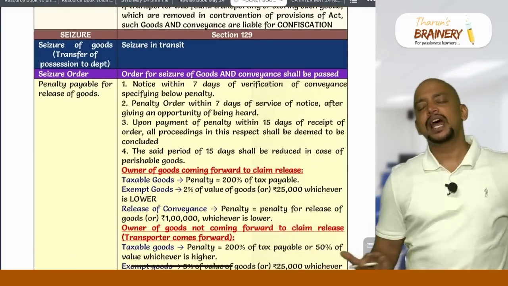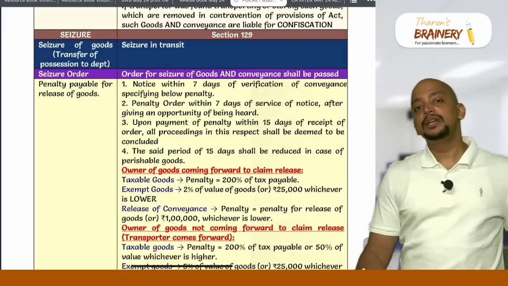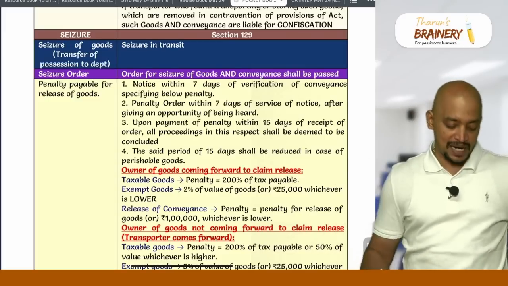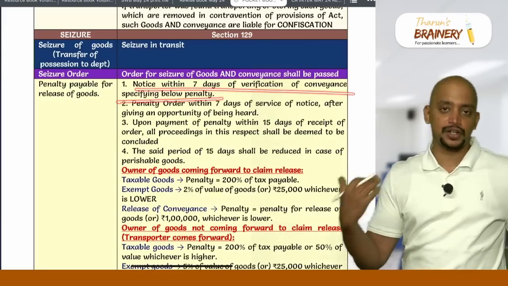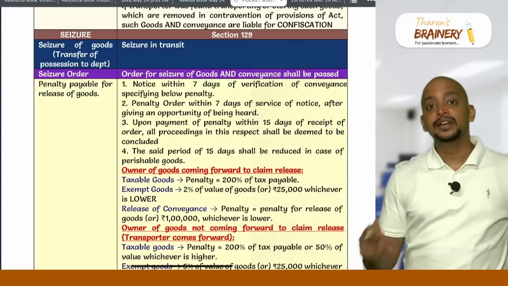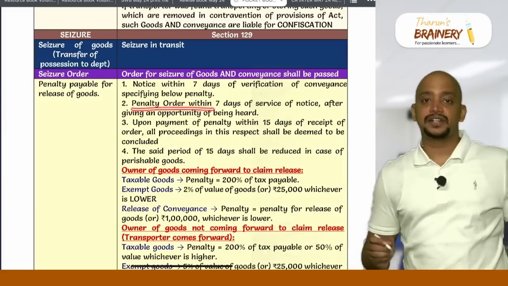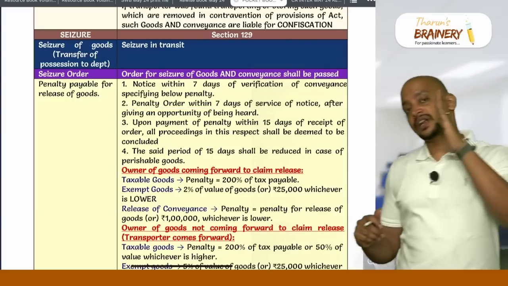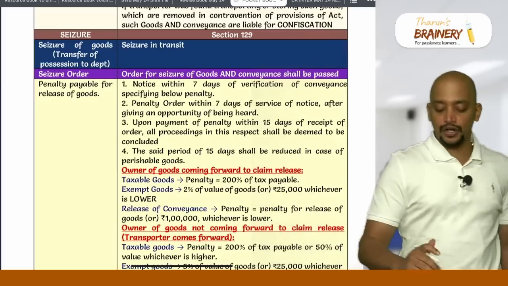And here, under Section 129, immediately after the seizure, they will give a notice for levying the penalty. So first a notice will be given within 7 days of verification of conveyance. Notice for what? Levying the penalty. After the notice, within 7 days, a penalty order will be passed. First the seizure order, within 7 days notice. And after 7 days from the notice, a penalty order will be passed.